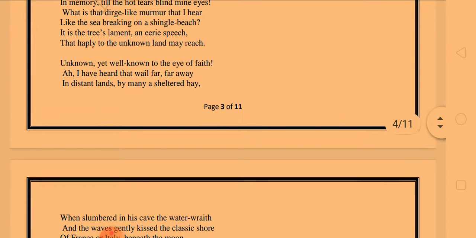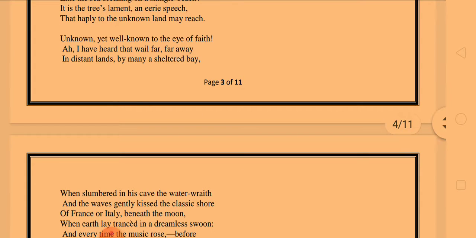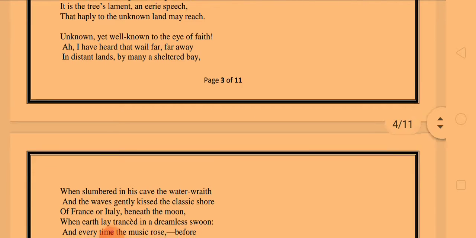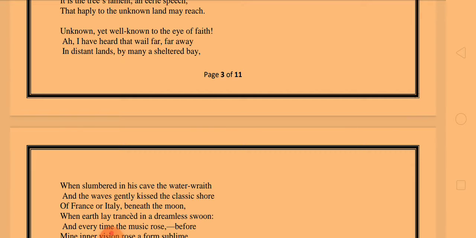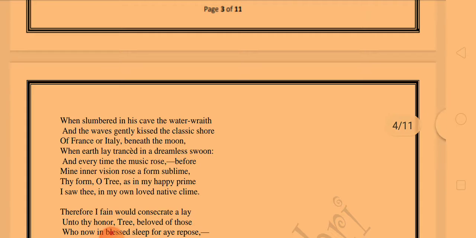Oh, I have heard that wail far, far away in the distant lands. I have heard that cry, in the far off lands, by many a sheltered bay, by many sheltered bays which are sheltered or covered with trees or rocks.